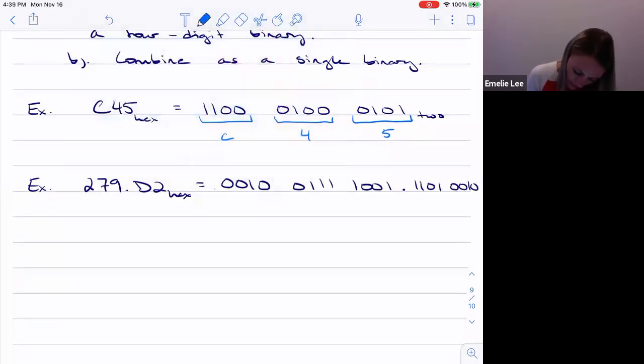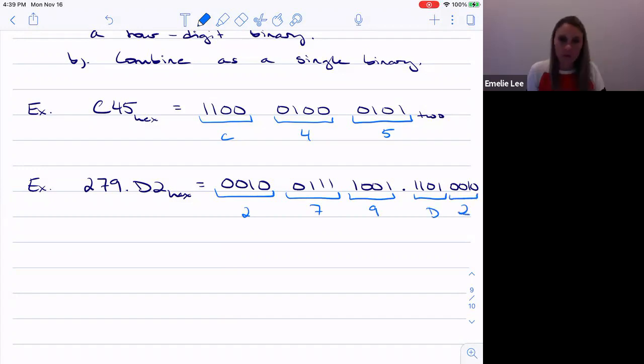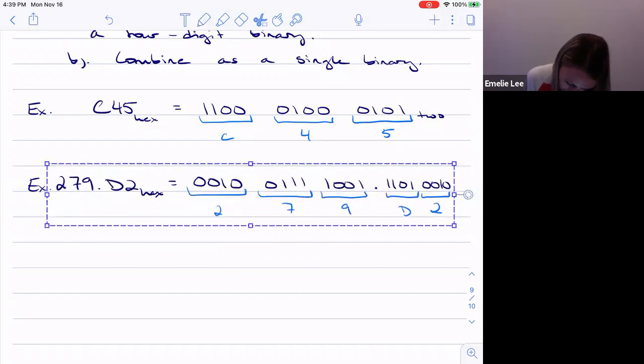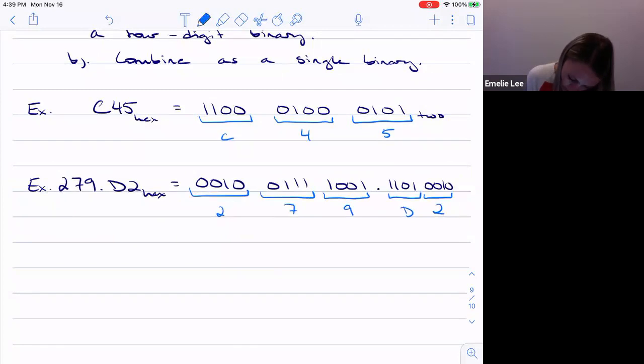Wrote a little too lofty there. 2, 7, 9, D, 2. And of course it's base 2. So I'm gonna just move this over a little bit.